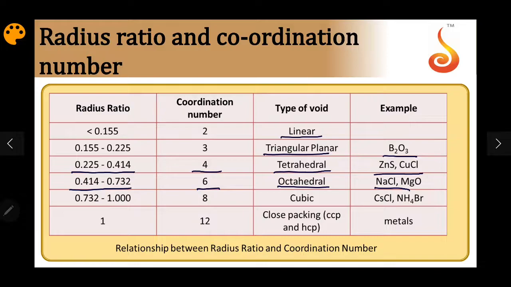If the radius ratio is 0.732 to 1, the coordination number is going to be 8, and the cubic void will be occupied by the cation. Cesium chloride is the best example for that. If it is 1, then it is going to be either HCP or CCP packing, and the coordination number will be 12. Most metals crystallize in either HCP or CCP arrangement.